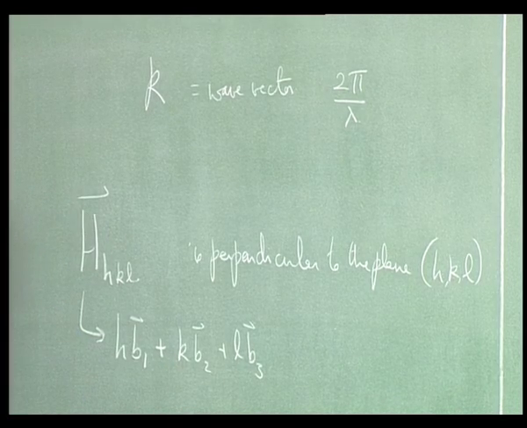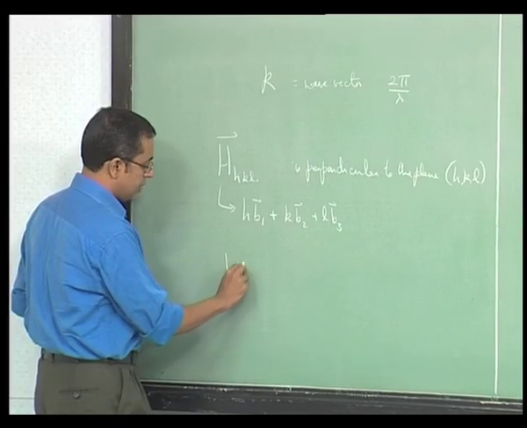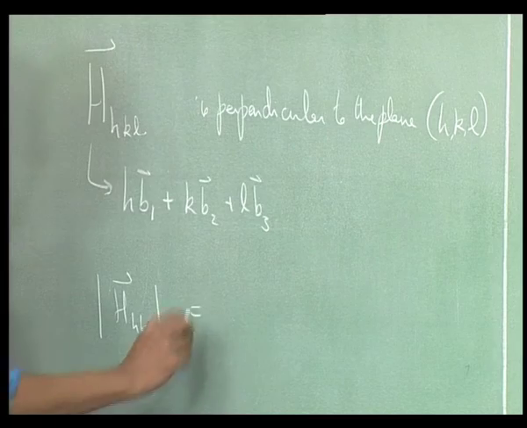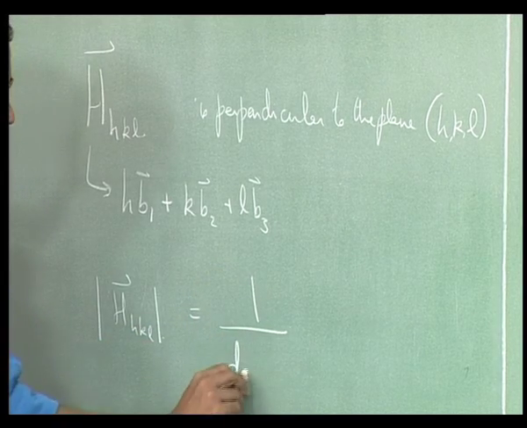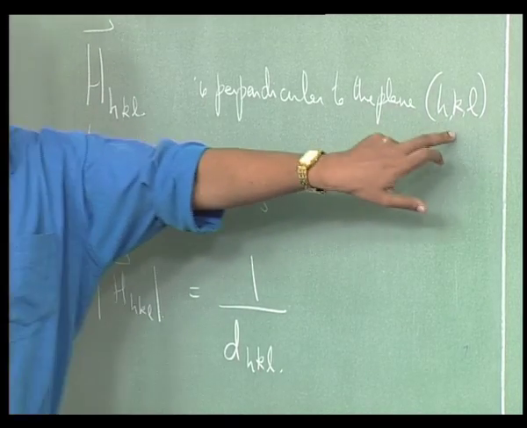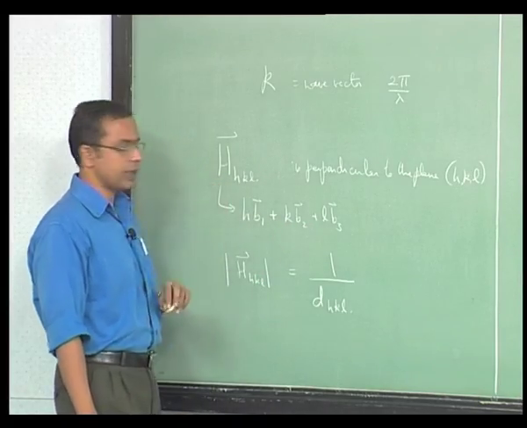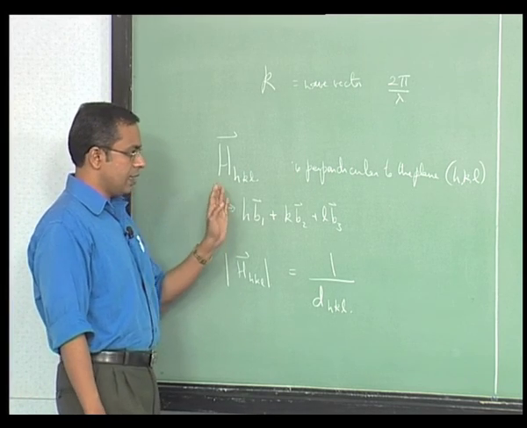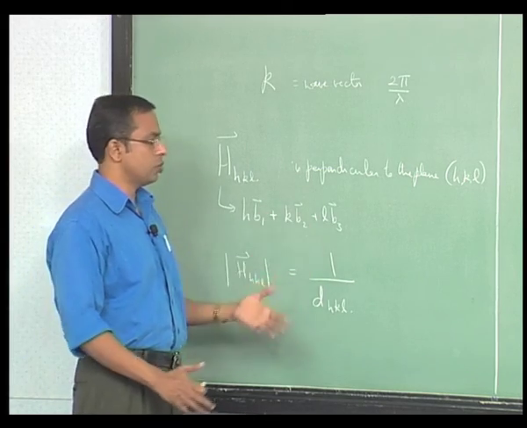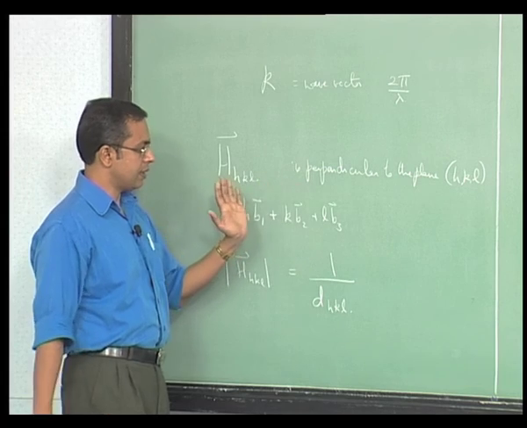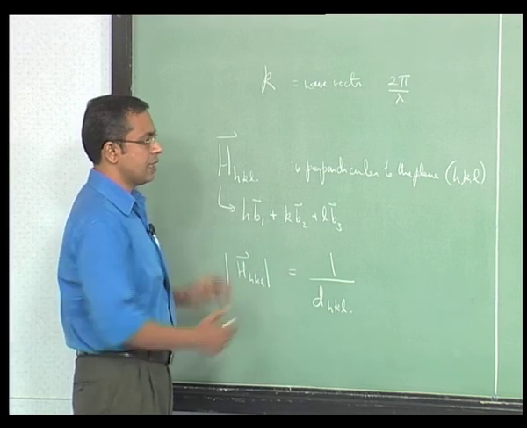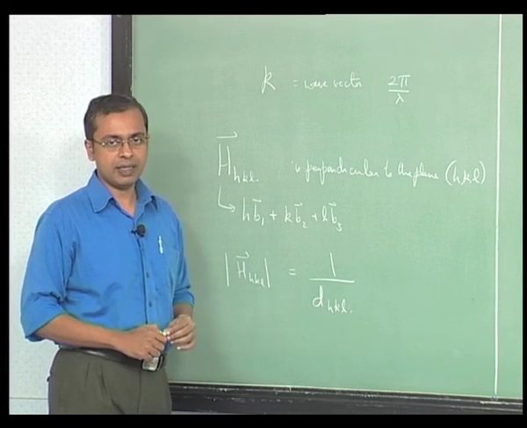So that is how it is, and the modulus of H_hkl is simply 1 by d_hkl. Okay. The spacing between these planes, that is the value of this modulus. Therefore we find that both these relationships clearly indicate that there is some geometrical relationship between these two spaces that we have created. Okay. So these were the two major relationships that we derived last class after having defined our reciprocal lattice.